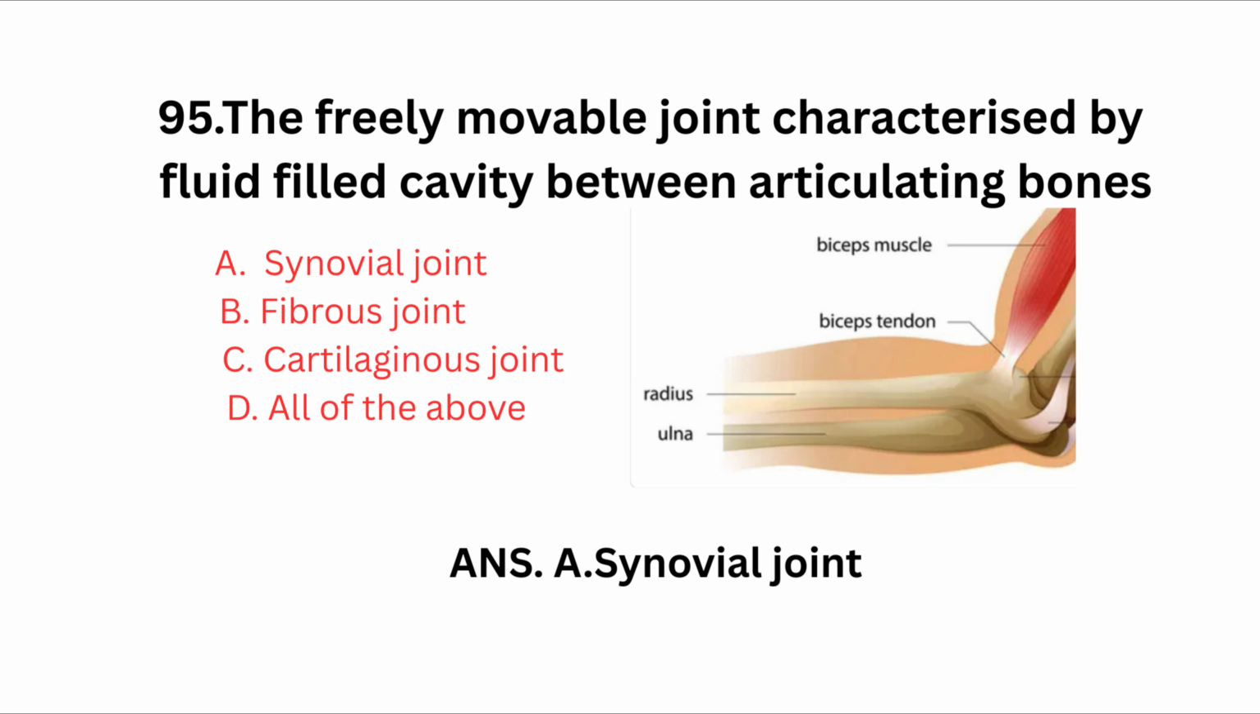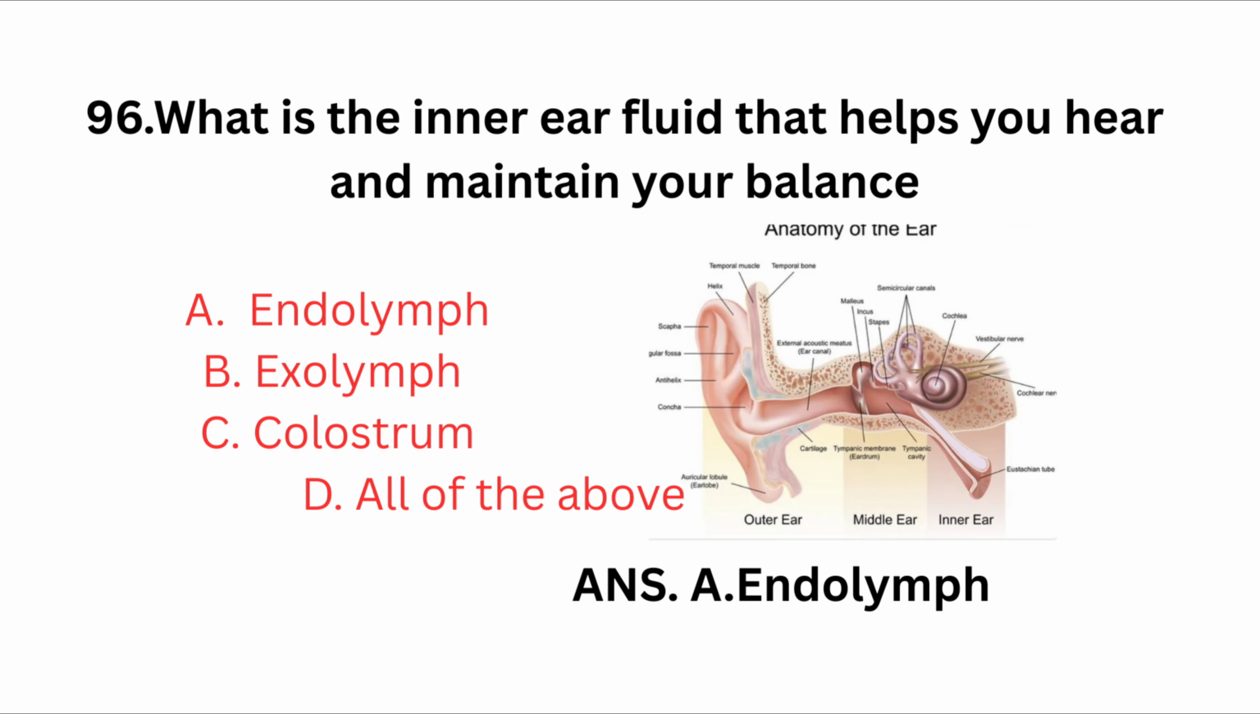95. The freely movable joint characterized by fluid filled cavity between articulating bones. A. Synovial joint. B. Fibrous joint. C. Cartilaginous joint. D. All of the above. The answer is very simple. Synovial joint. There is synovial fluid present which helps in the free movement of the joint.